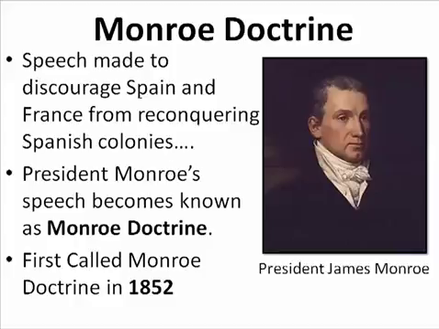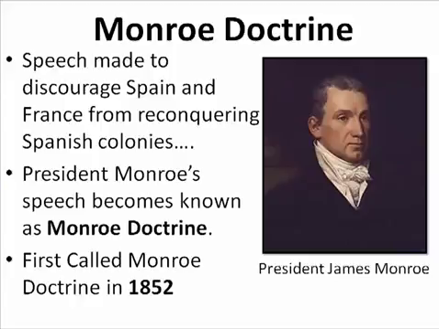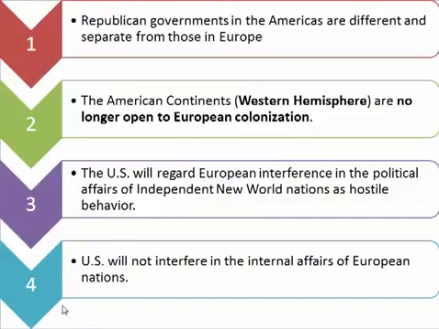outlines several things, mainly to Spain and to France at the time, but it also was meant for Great Britain and all other European nations. And here's what it outlined: 4 things. The first one: Republican governments in the American continents are different. They're republics, they're not monarchies, and they're separate from those in Europe. So that's the first thing he says in his speech.